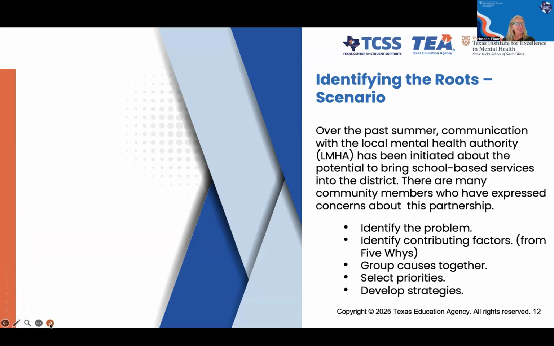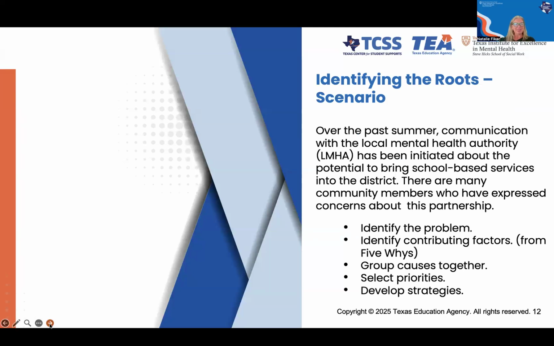Step 2, identify contributing factors. What are the contributing factors? We could go deeper into these potential contributing factors by using the 5 whys or the fishbone analysis strategy on the next slides. A conversation and a relationship has not started about the need for these services. Addressing mental health needs in school has not been a priority. Our district has historically only focused on academics, and there has not been a discussion of mental health.